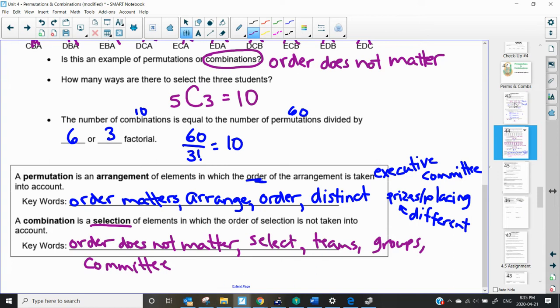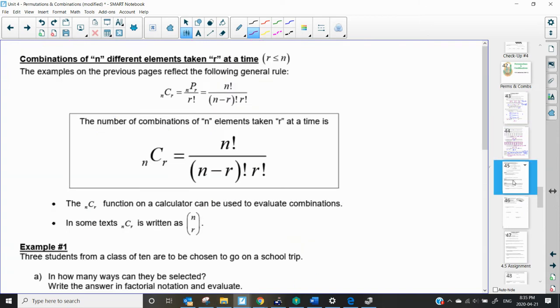So let's delve into the specifics of a combination. So combinations of n different elements taken r at a time. The notation looks very similar to permutations. Instead of a P, though, we're going to have a C, and that changing of the letters changes the function significantly. So in those previous examples we looked at, we had the number of permutations just divided by r factorial. So that was our repeats, or not necessarily repeats, but we were dividing by the number that we were choosing, factorial.